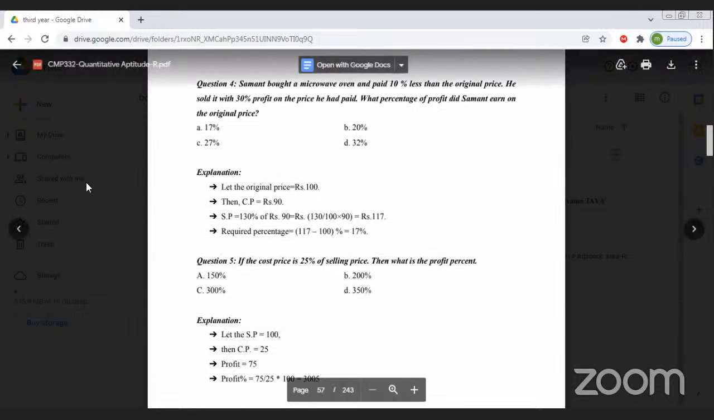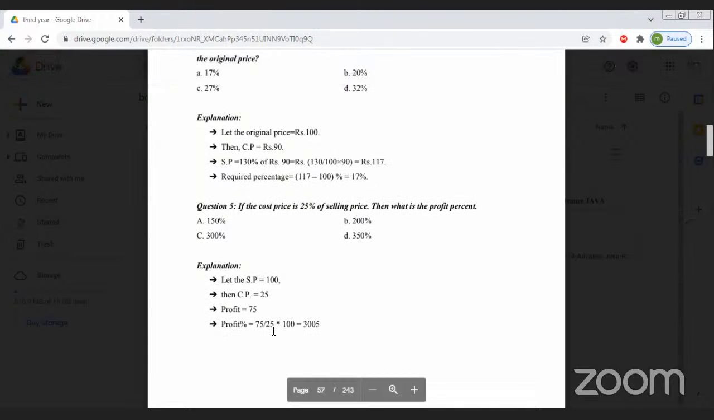Let's read this one. If the cost price is 25% of the selling price, let us consider the selling price as 100, because we are talking in terms of percent. So your cost price will be 25. You need to find the profit percent. How do you find profit percent? That is P upon CP into 100. And how do you get profit P? That is selling price minus cost price.